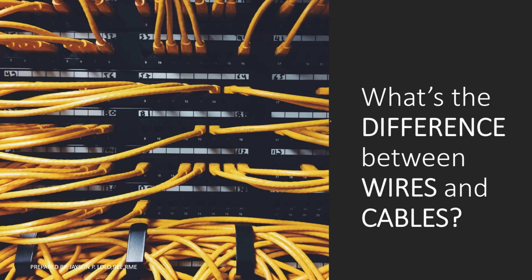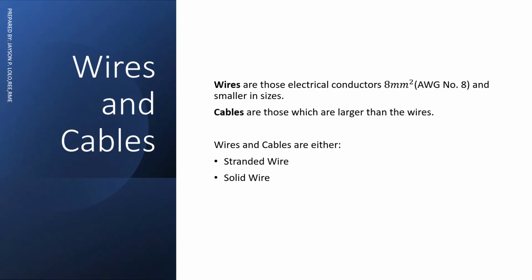Now, aside from the size of the cables, what's the difference between wires and cables? So let's consider this next slide. Wires are those electrical conductors 8 mm squared and smaller in size. Cables are those which are larger than the wires.